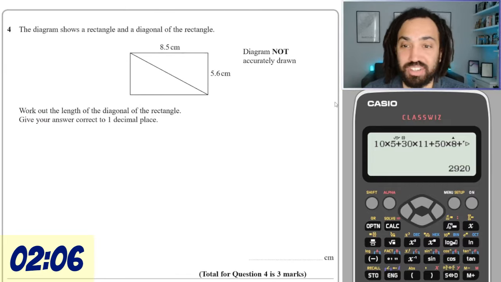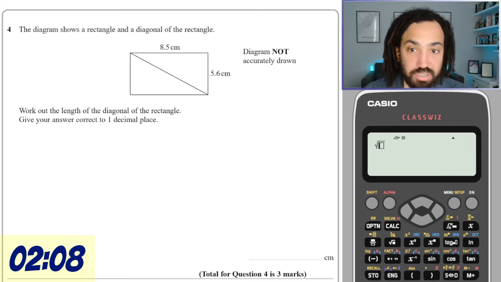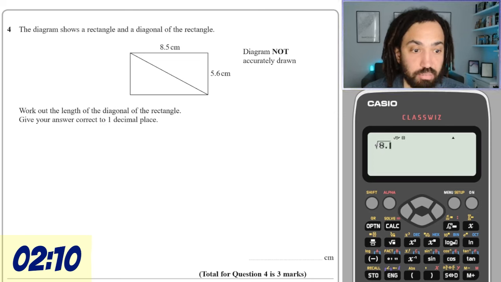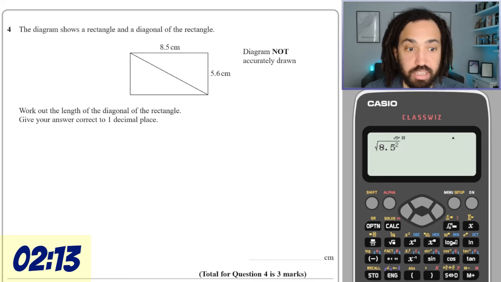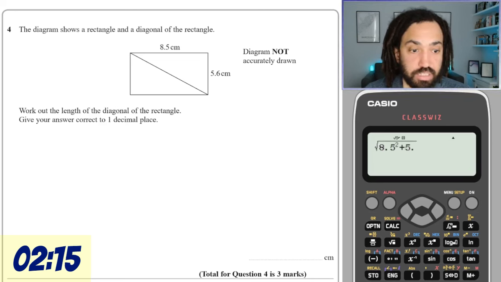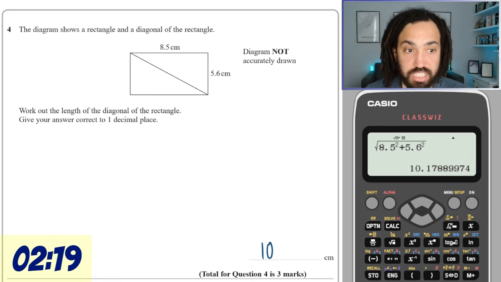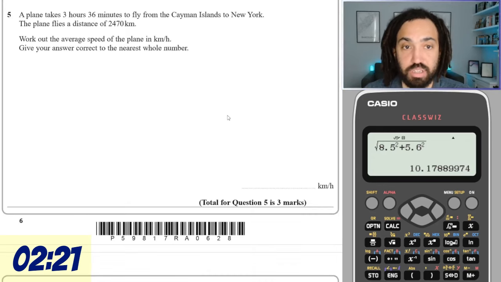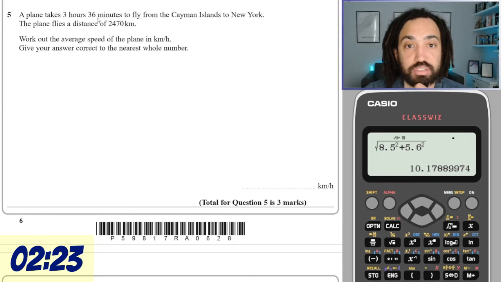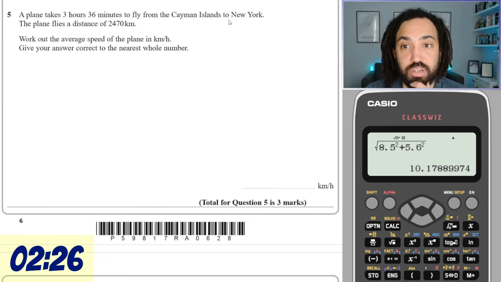Work out the length of the diagonal. Okay, yeah, we could do that. That's the square root of 6.5 squared plus 5.6 squared, which is, to one decimal place, 10.2. Bosh.